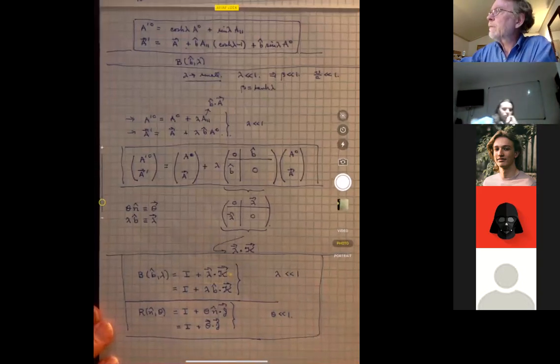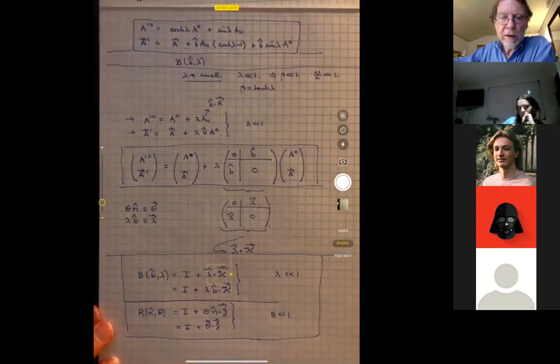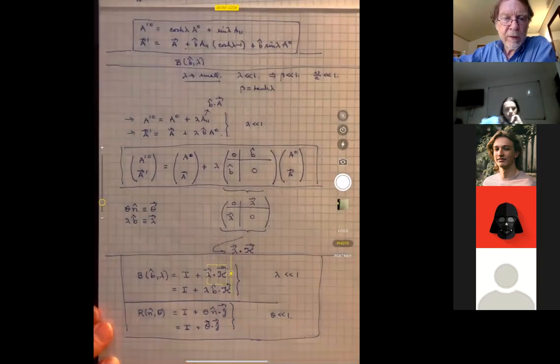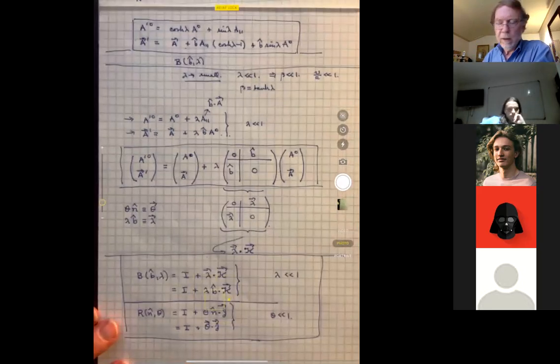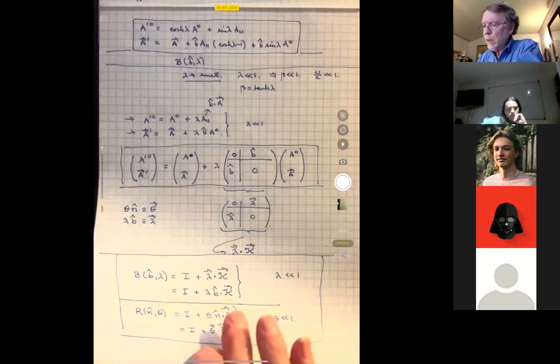All right, now let me see if I can brighten this up a little bit. It seems to always be going dark. Maybe I'll try to focus it again. All right, good.